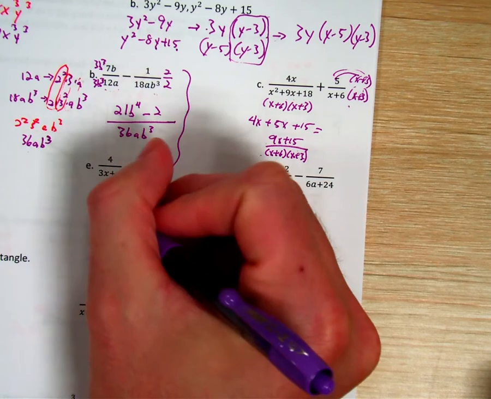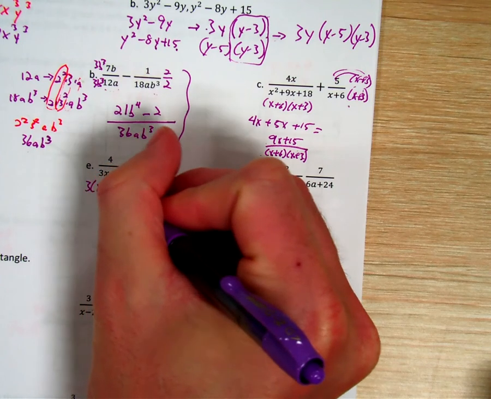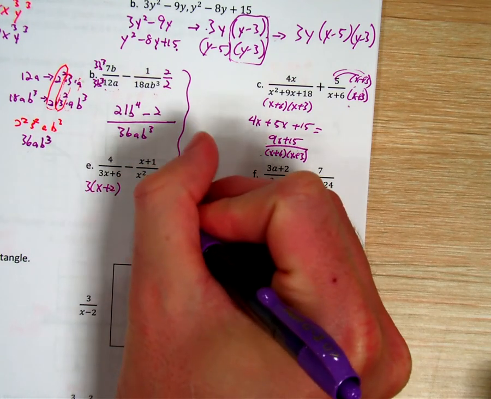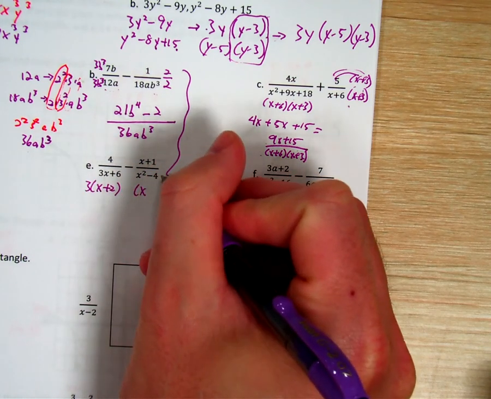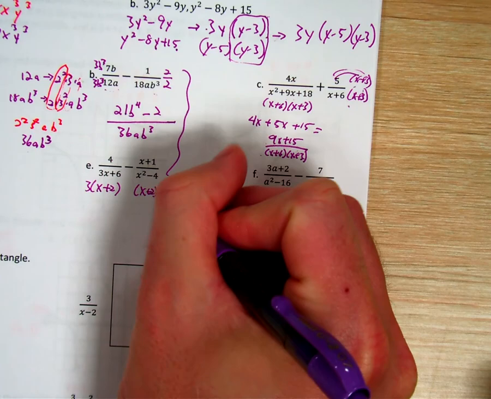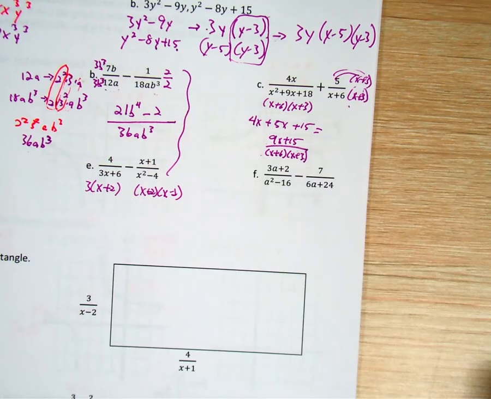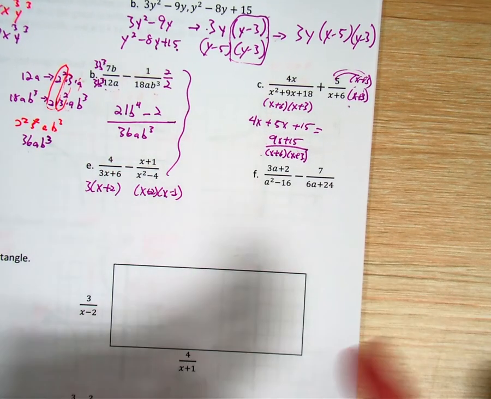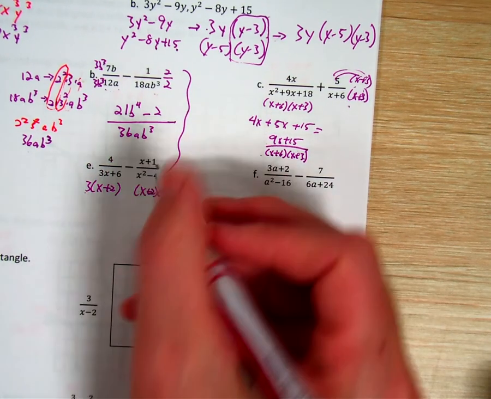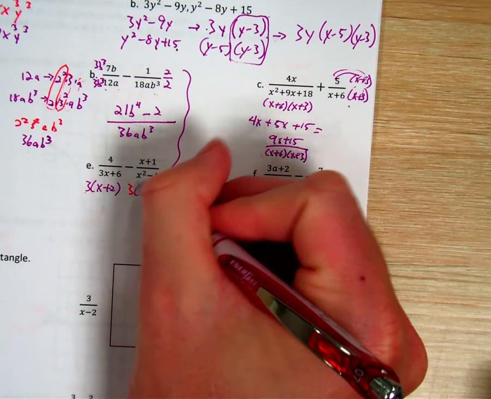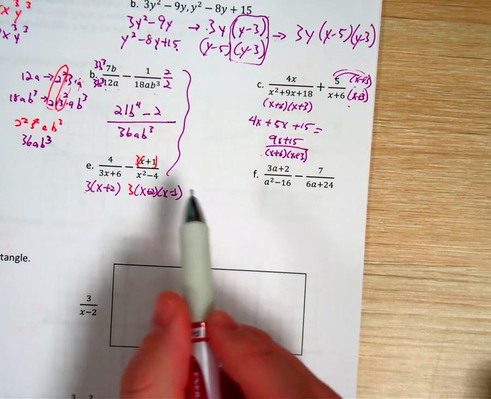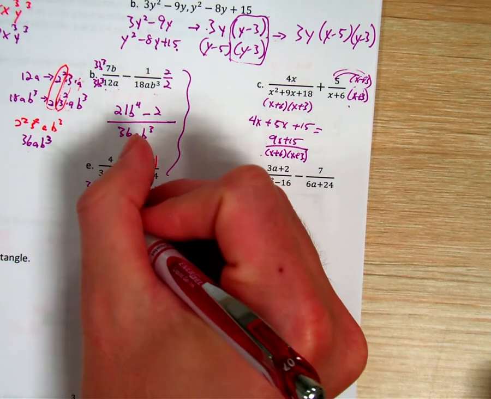Okay, so here we would have 3 times x plus 2. Here we have x squared minus 4, so that's x plus 2, x minus 2. All right, so this has a 3 over here. This one needs a 3. 3 times that. X plus 2, x minus 2. This one needs the x minus 2.